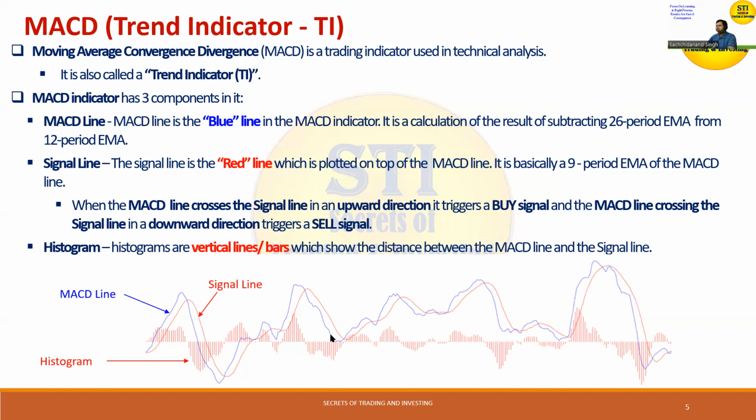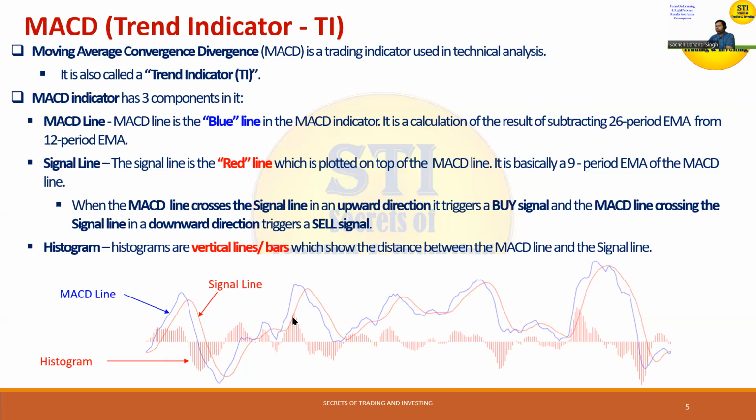The third element, we can say the vertical lines, the red vertical lines. These vertical lines are known as histograms. Basically, these vertical lines are just the difference between the MACD line and the signal line. At any point of time, whatever the vertical difference is, that difference will be plotted as a histogram, a vertical line, considering this on the x-axis.